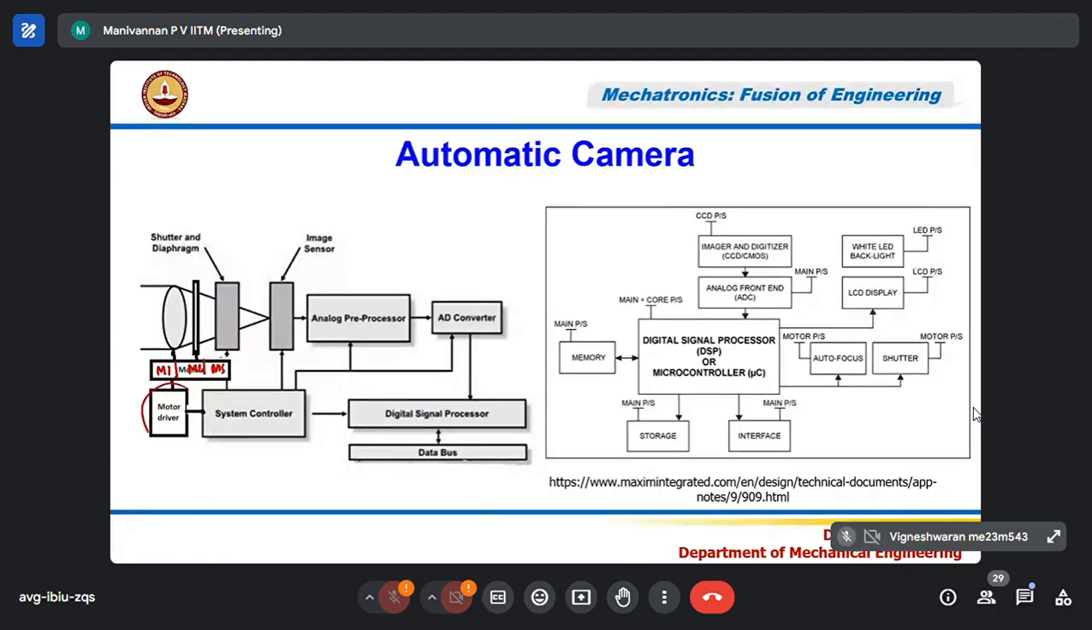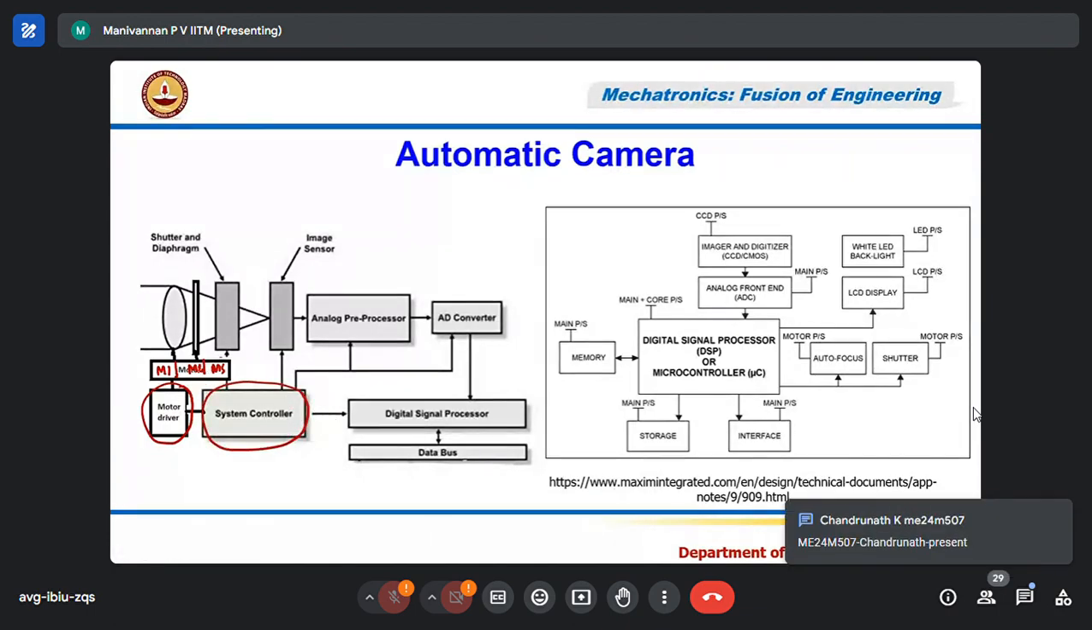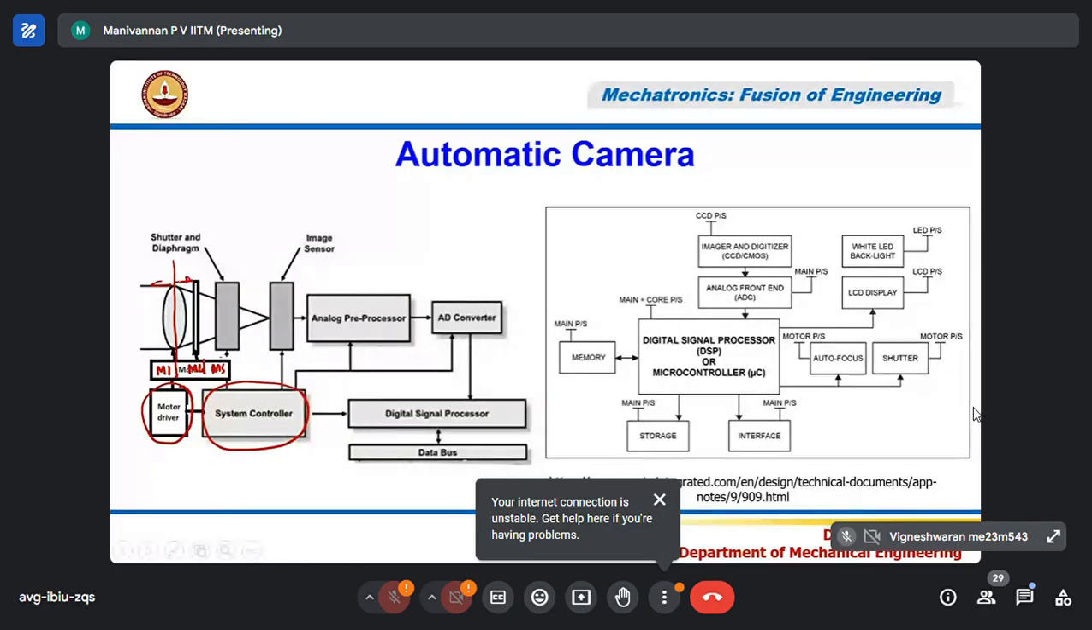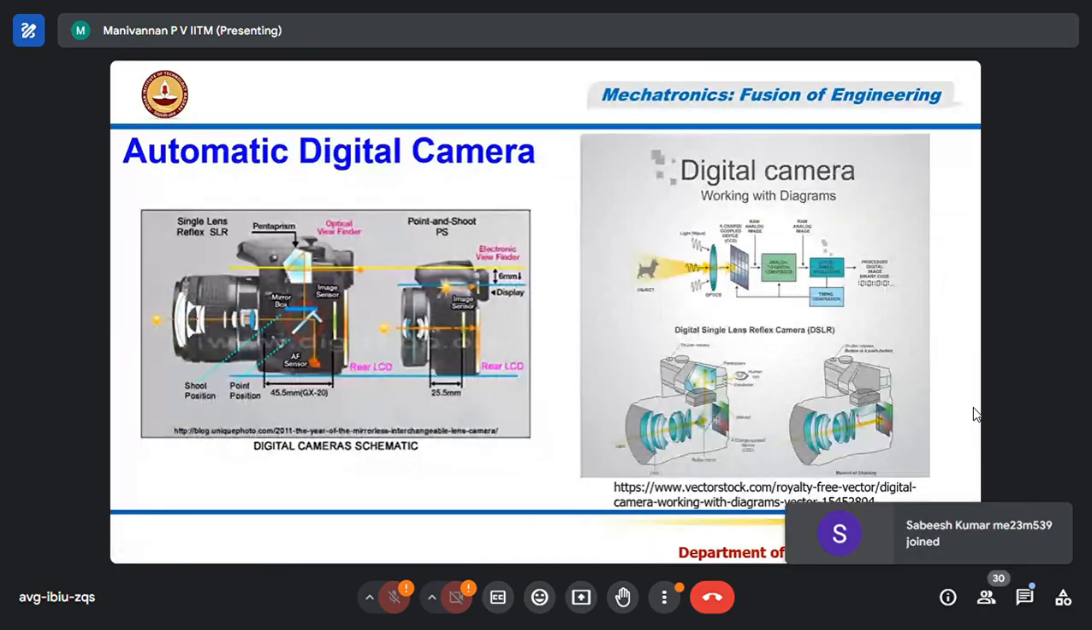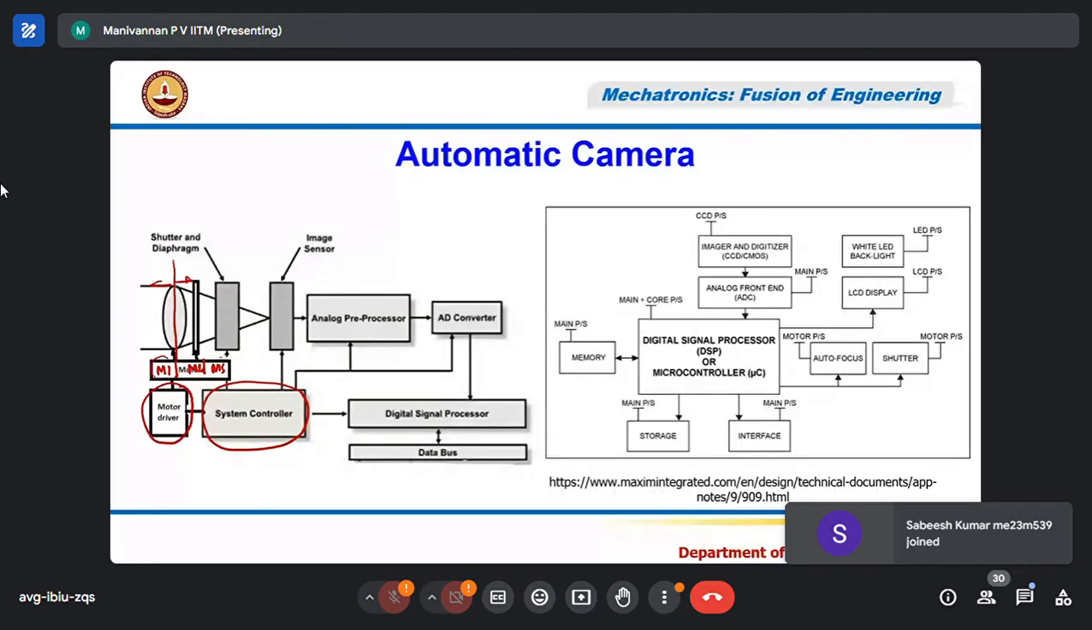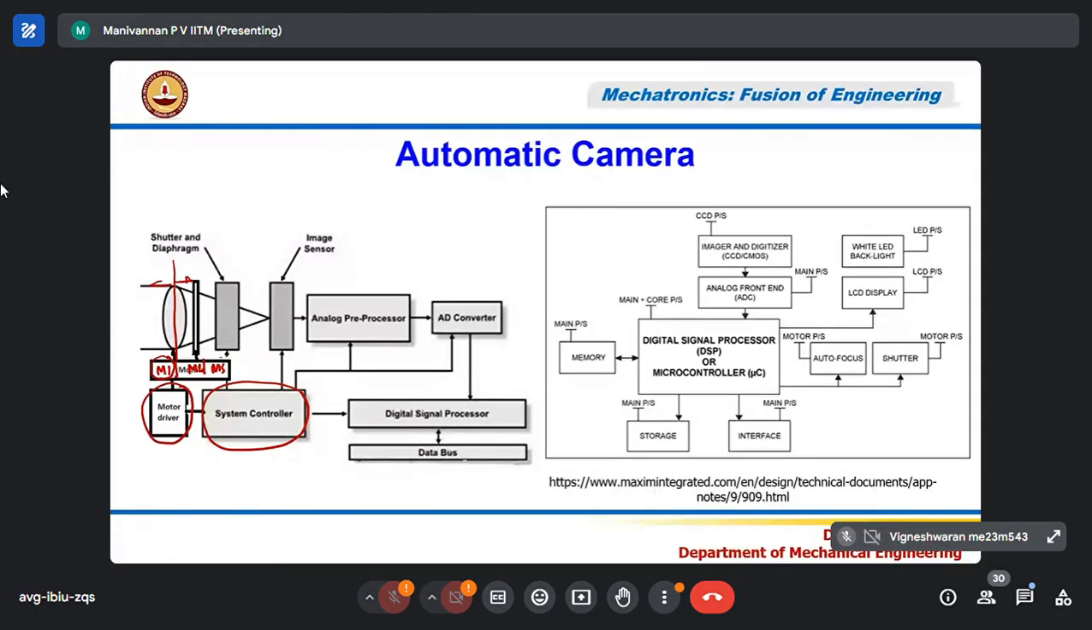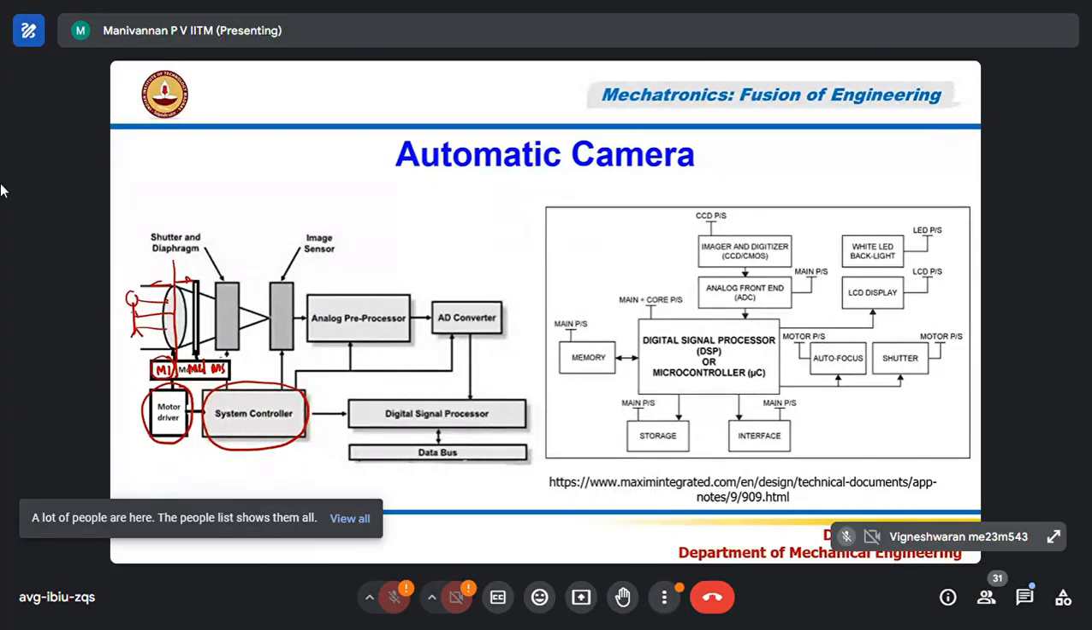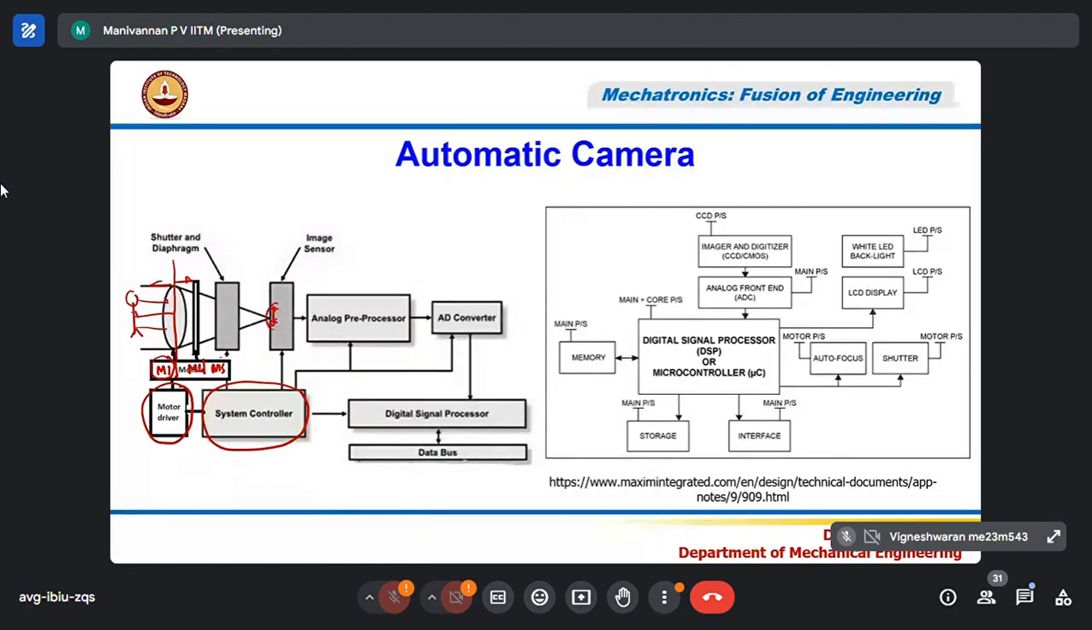These motors are driven by 3 motor drivers, which are controlled by a system controller. As I told you, the lens barrel will be moved plus or minus some distance by a motor. That motor is this M1 motor. When M1 moves, an image in front of the camera will be focused, with the light emitted by it focused on this sensor as an inverted image, right? That will be captured by the sensor.